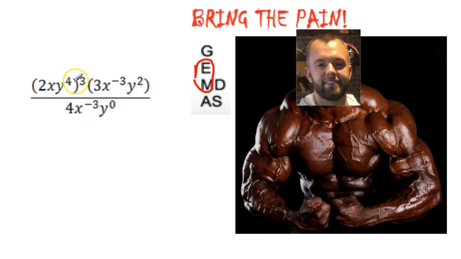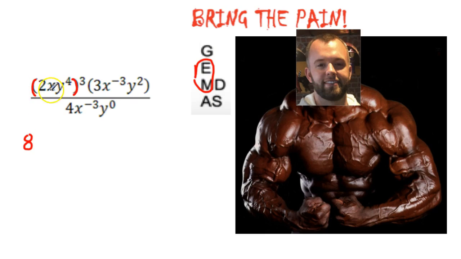I have this exponent, this 3 outside of these parentheses, so that means I'm going to multiply. Let me do that right here. 2 to the third power, I'm just going to write 8. 2 times 2 is 4, times 2 is 8.